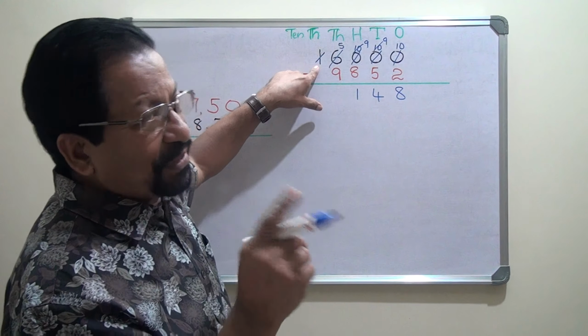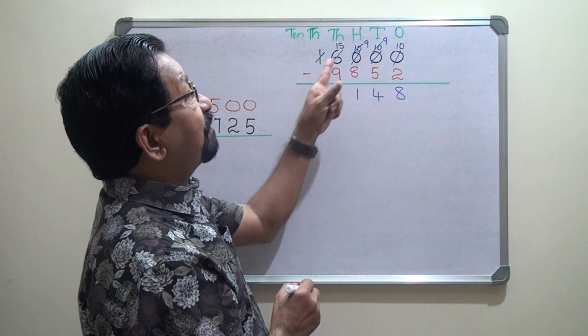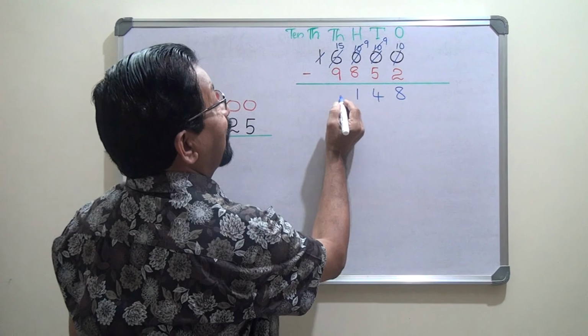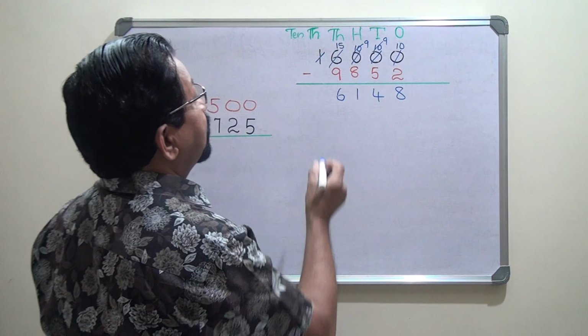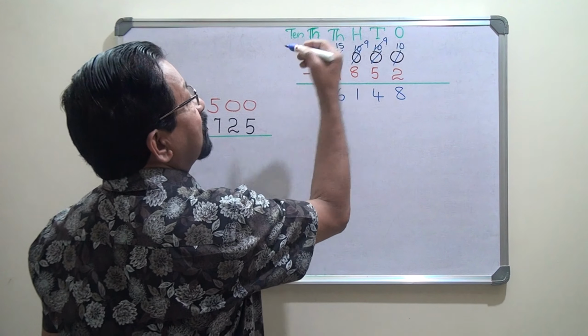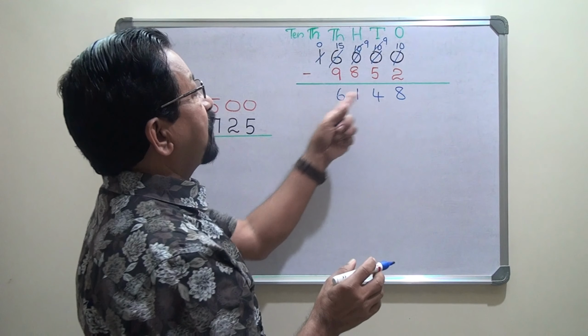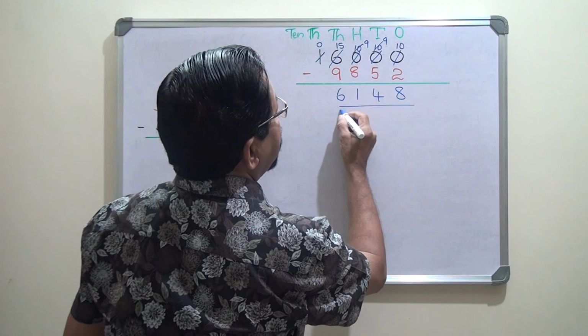Already it was 5,000 rupees in his house. So 10 more has come, then it becomes 15. 15,000 rupees minus 9,000 is 6. Now here one 10,000 rupees was there, it was already given, so it becomes 0 here. So the answer is 6,148.